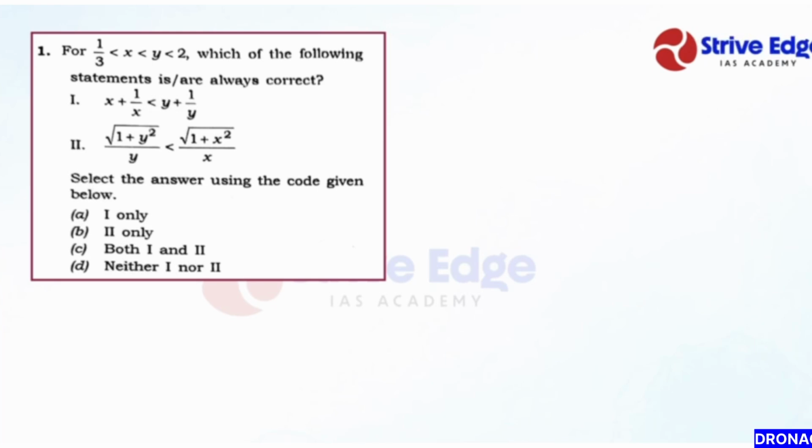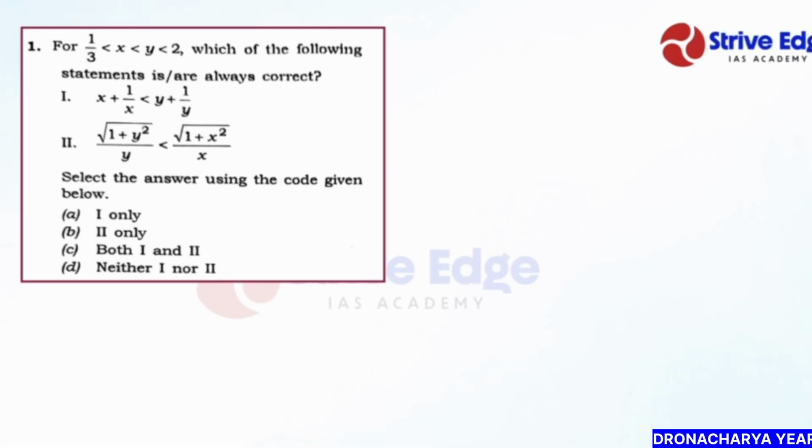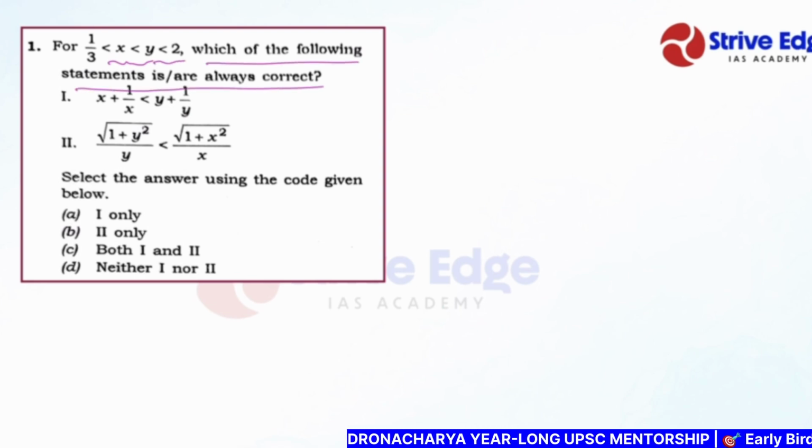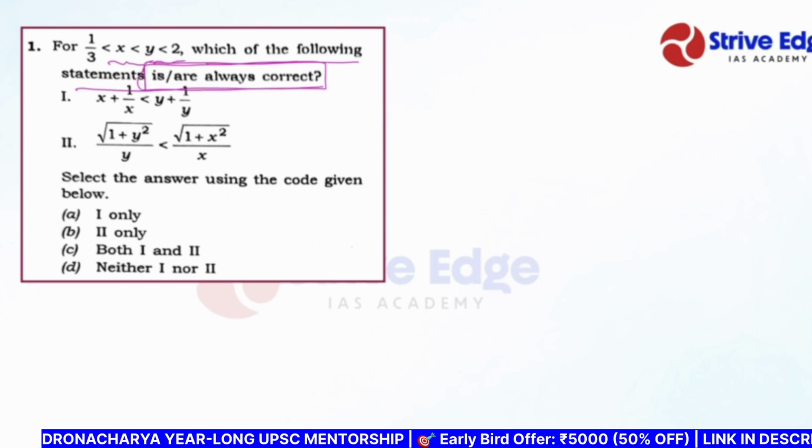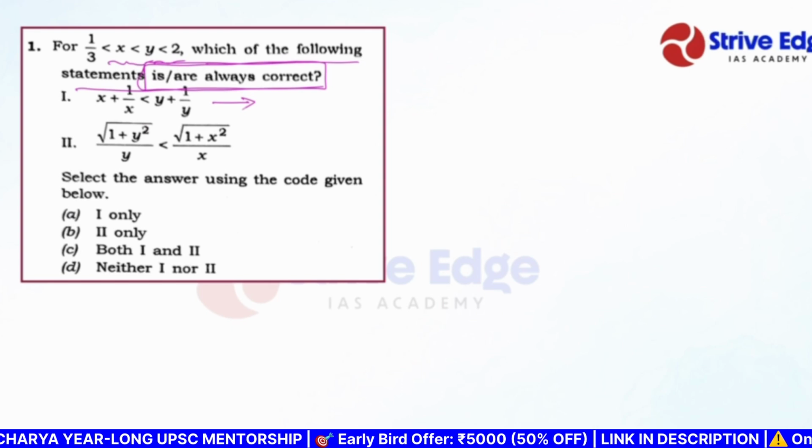Let's see this question of UPSC CSAT: for x greater than 1/3 and less than y less than 2, which of the following statement is or are correct? Always correct. So this word "is or are always correct" is very important. It is asking the extreme case, so we have to find one case where this relation is not satisfying. Then we can say that this statement is incorrect.